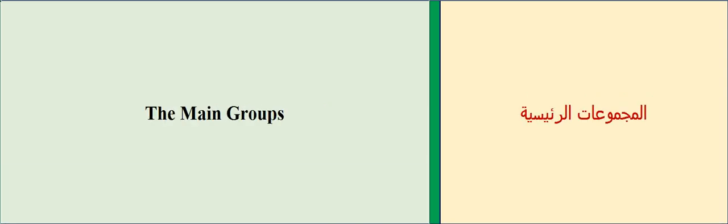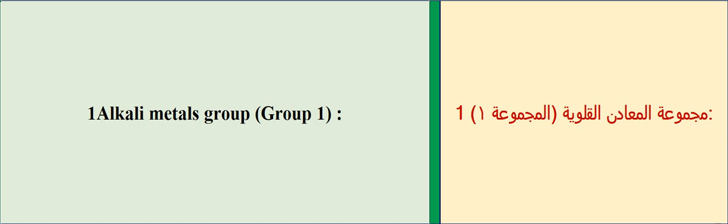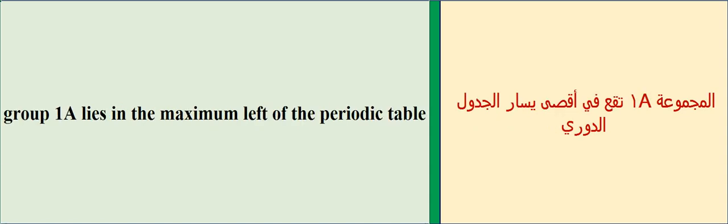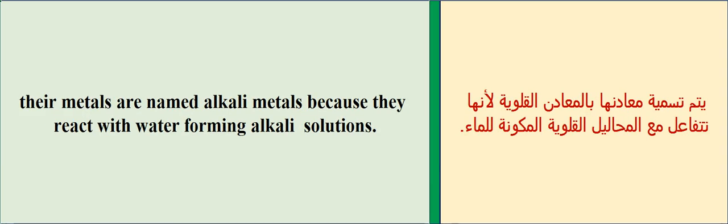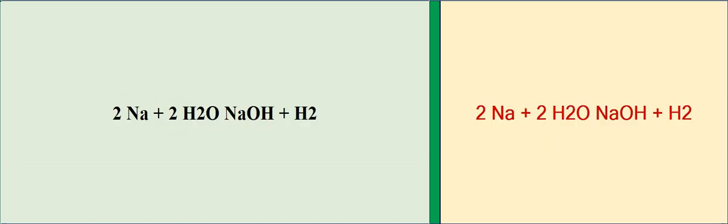Lesson 3. The main groups. In the modern periodic table, 1. Alkali metals group, Group 1A, lies in the maximum left of the periodic table. These metals are named alkali metals because they react with water forming alkali solutions. 2. Na plus 2H2O gives 2NaOH plus H2.